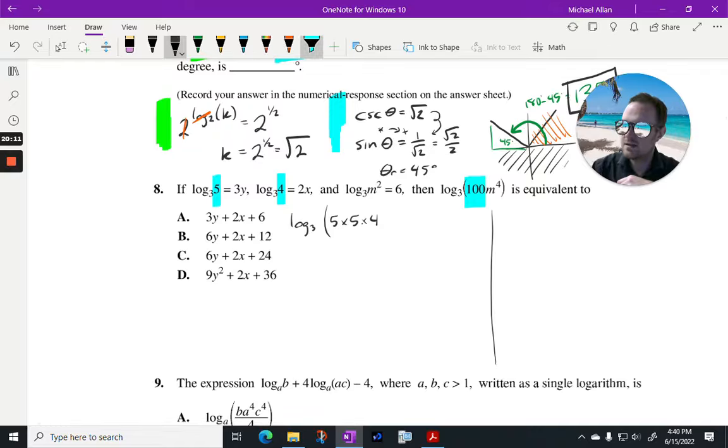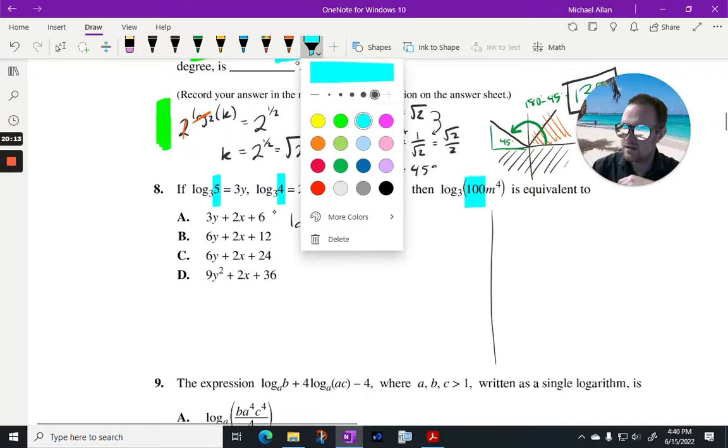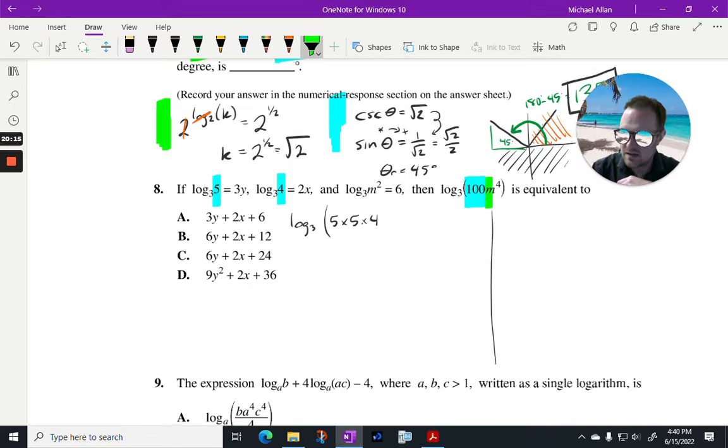Then I just have to think, how do I make m to the 4 out of m squareds? I can make that by going m squared times m squared. So you could just say that's 5 squared if you want to, and that's m squared squared. I kind of like it this way though.